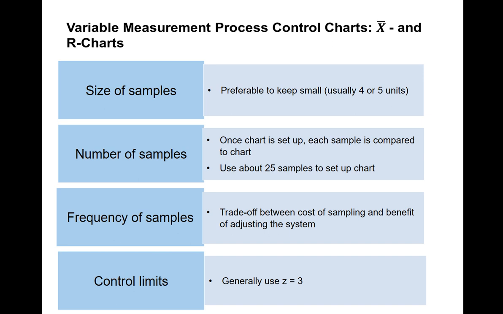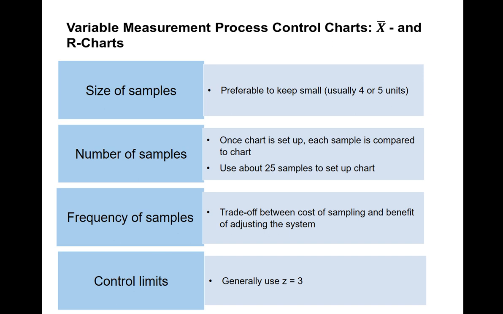And what I want to note, what I want to mention actually, is two things you need to keep in mind. So for the sample size for the X bar and R chart, the variable measure control chart, we typically pick 4 or 5.